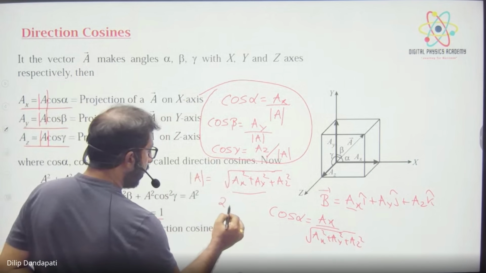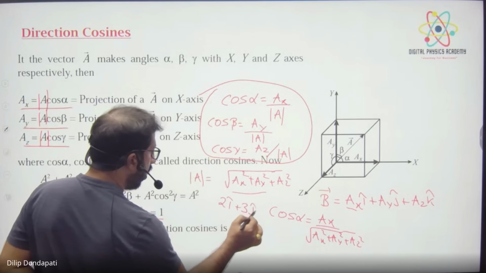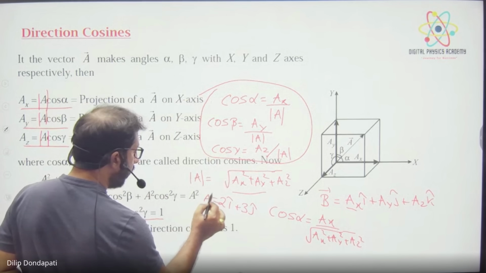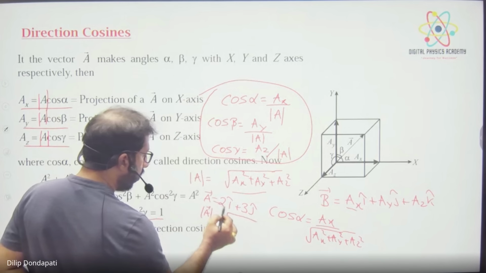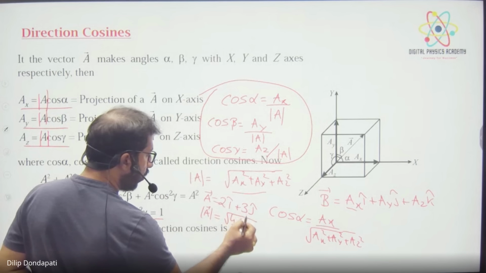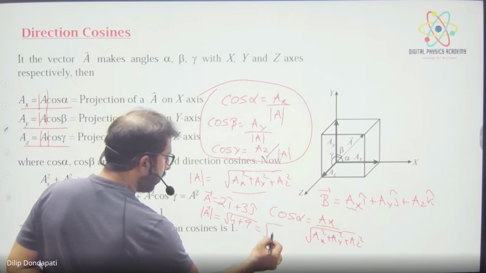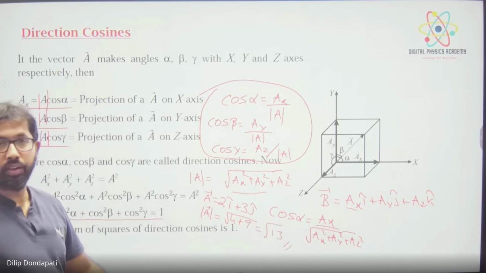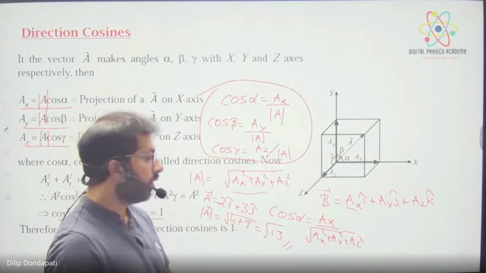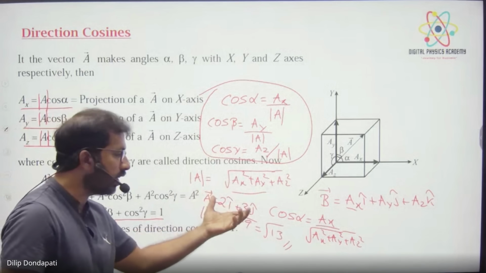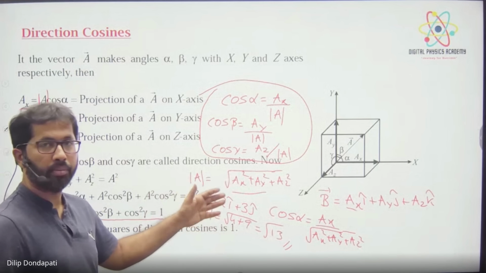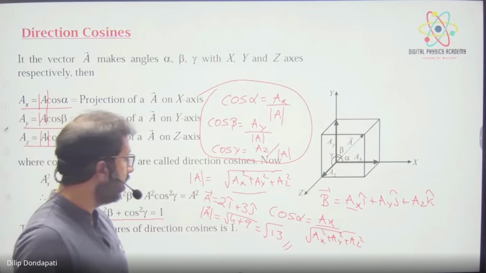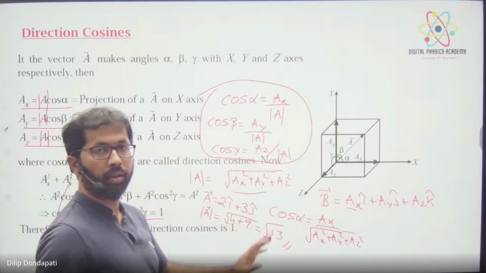Tell me, 2i cap plus 3j cap. How to find the magnitude of A? Magnitude of A will be under root 4 plus its square, 9. So under root 13 is the answer. Like that we have to calculate magnitude. These are the orthogonal unit vectors, called Cartesian form. When they give it along i cap, j cap, k cap, in Cartesian form we can find the magnitude using this formula.